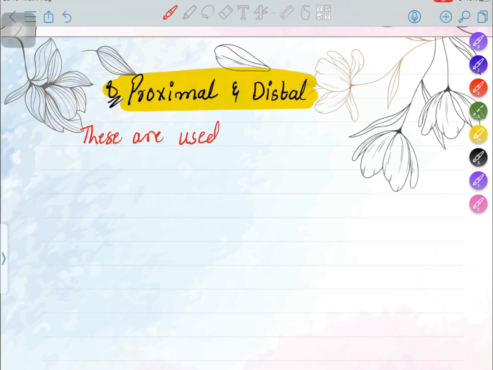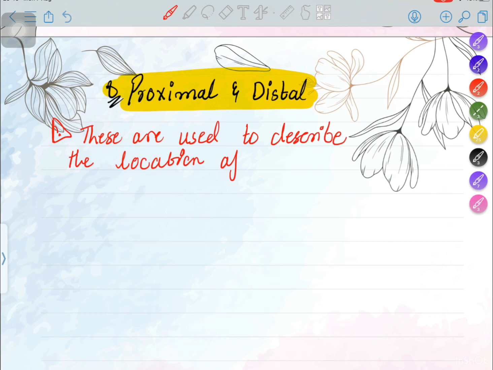Now again, an important point: the red things which I'm writing here are important. Proximal and distal are used to describe the location of points of the body relative to our trunk, our torso. Now what is the trunk? Most students ask me that. The trunk is this part, your chest area and your abdomen area. Neck, chest, trunk, exactly, this is your trunk part.